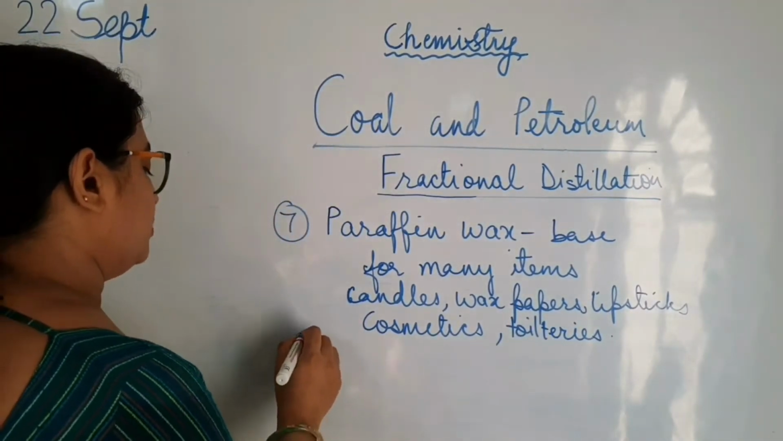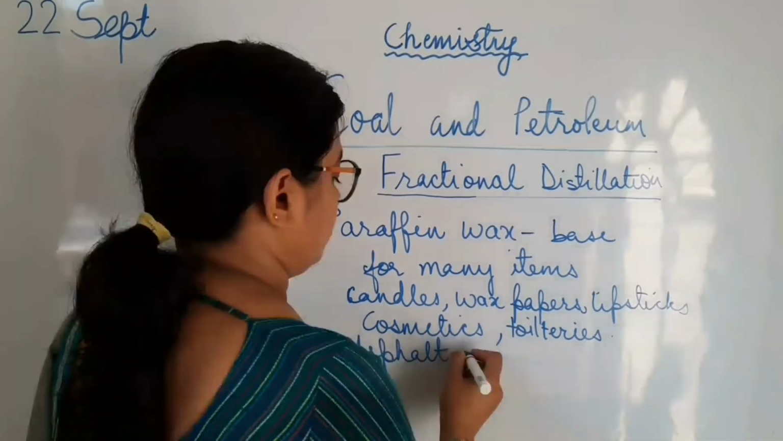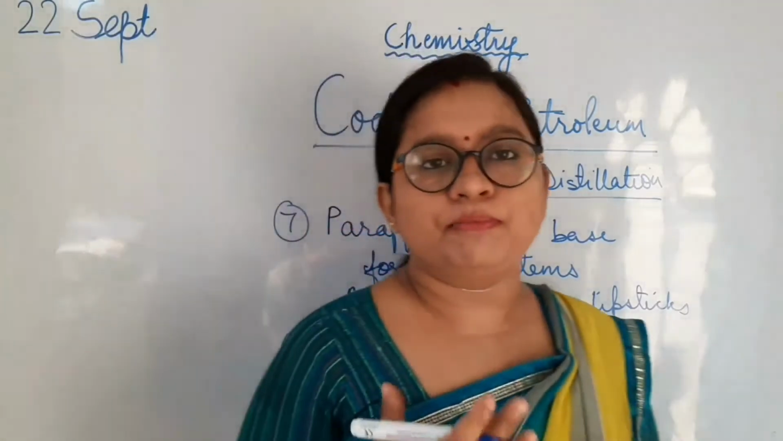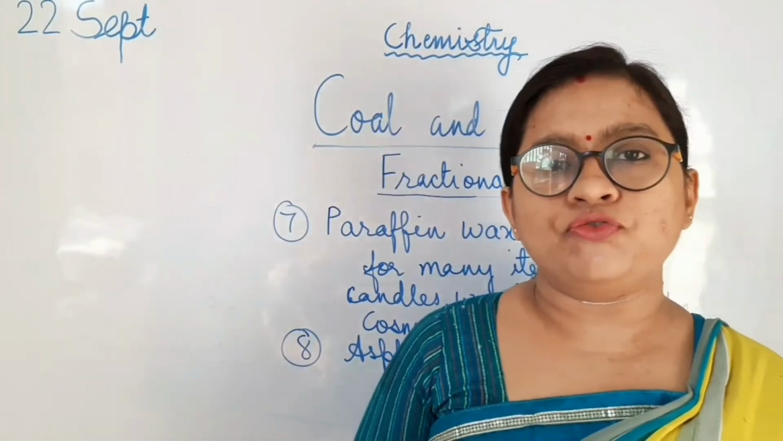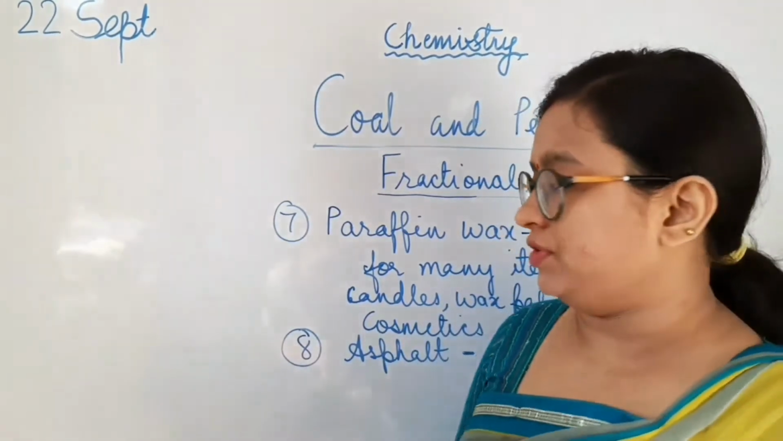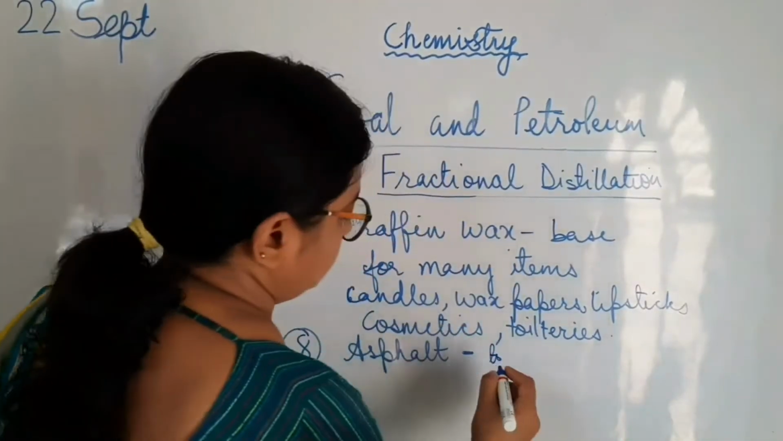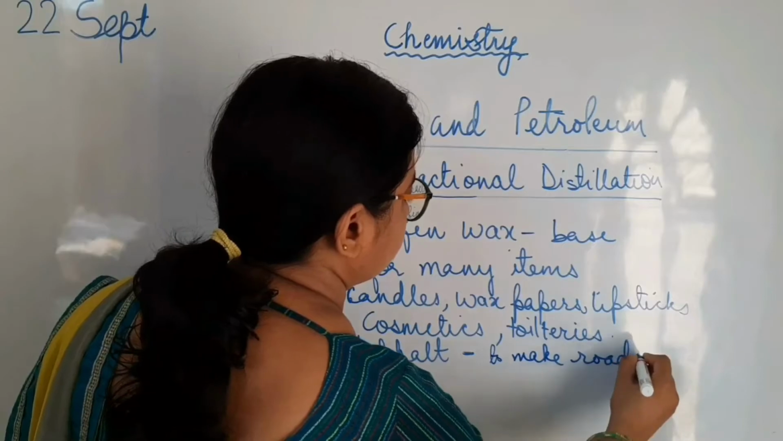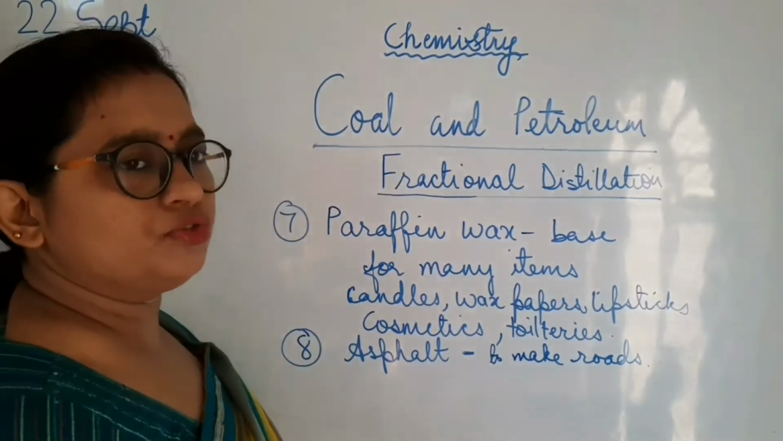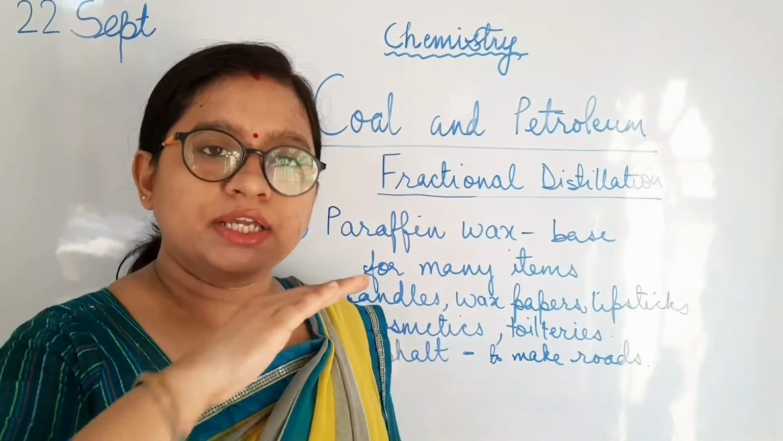The next one is asphalt. Asphalt is a dark black colored substance which does not vaporize. So it is used for roofing and for making surfaces. You may have seen this being used in making roads, to make them solid and even.